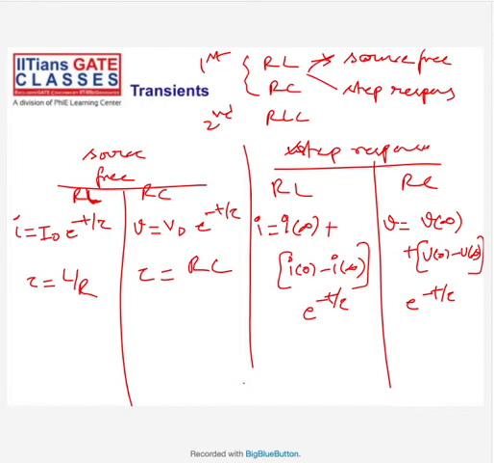What is V of infinity? V of infinity is nothing but the voltage at time infinity, and V naught is the initial voltage. Right? These are only these four formulas. Source free: I equals I naught e power minus t by tau. V is equal to V naught e power minus t by tau.